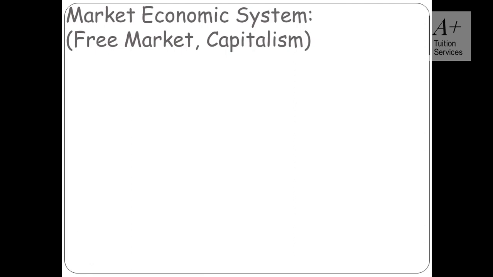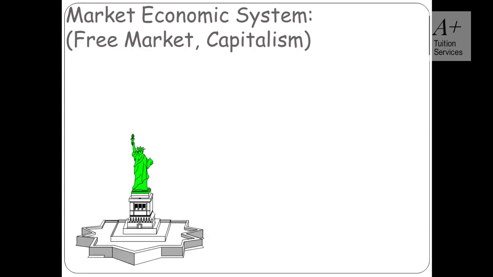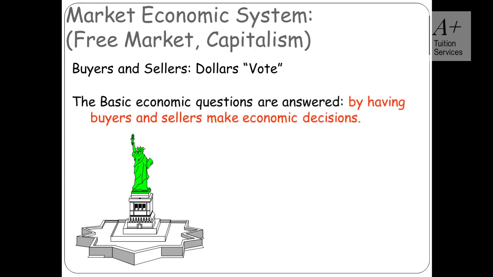We next move to the market economic system, or the free market, or capitalism. And we talk about, the closest example is United States of America. Buyers and sellers and dollars vote, right? So basically, the people, the private sector, the public sector, everybody has a say here. And I think Trinidad and Tobago is a classic example too of a market economic system. But again, we have the government in place. The basic economic questions are answered by having buyers and sellers make economic decisions.